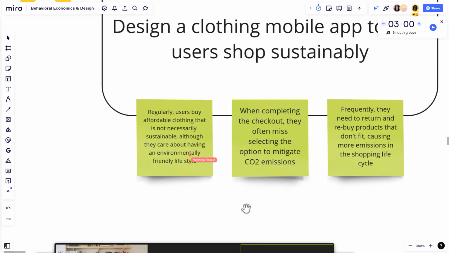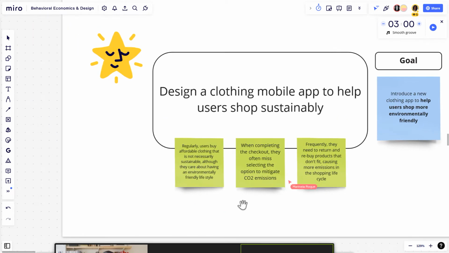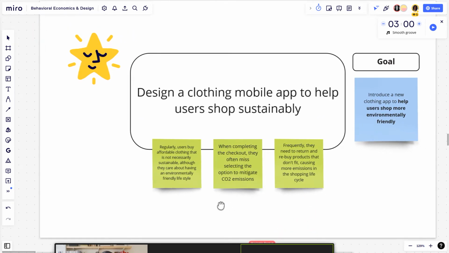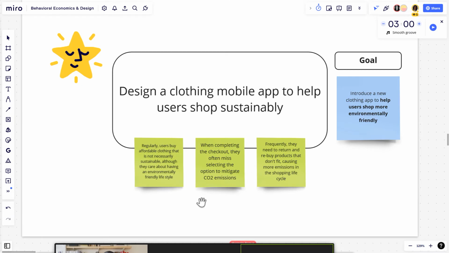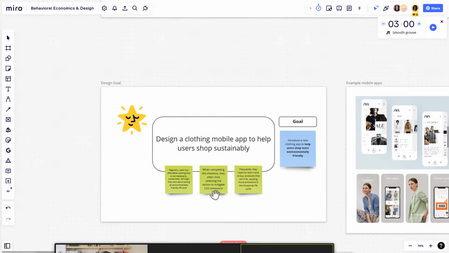And finally, frequently users need to return and rebuy products that don't fit them, causing more emissions in the entire shopping life cycle. So this process of returning products and buying again creates cycles of delivery that generate CO2 emissions. And these are the aspects that we want to address today. We will see what ideas we end up with, but that's more or less the challenge that we have for today.